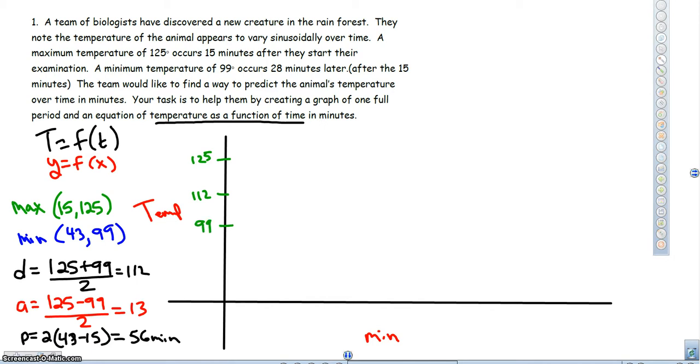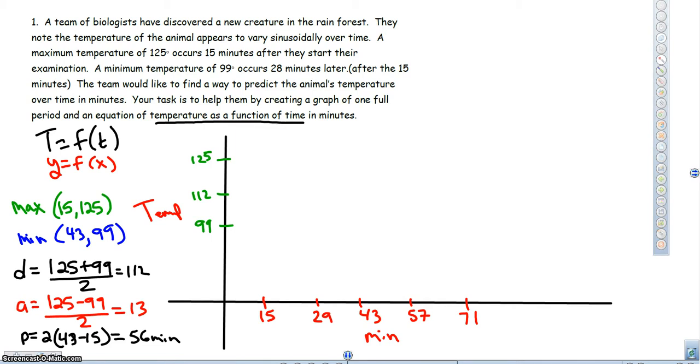Now the minutes says 15 minutes, so I got 15 here. Well, if I know that the period is 56, if I divide that by 4, I get 14. So every 14 minutes I'm going to have one of those critical points. So 14 plus that is going to give me 29. 14 plus that will give me 43. 14 plus that will give me 57, and 14 plus that will give me 71. So that looks good enough.